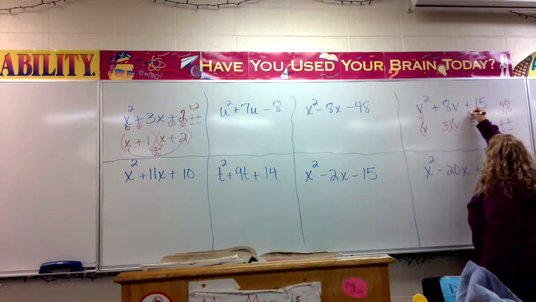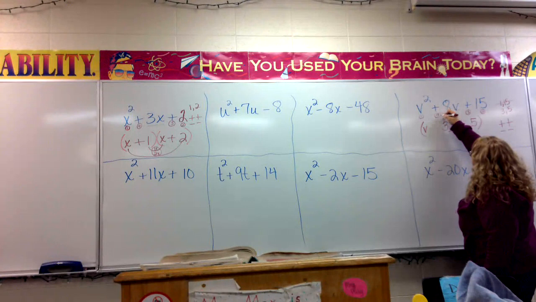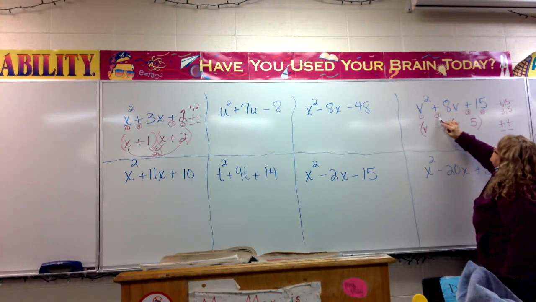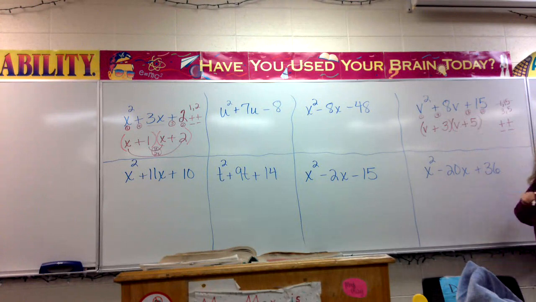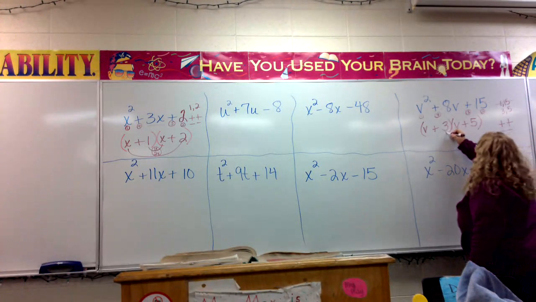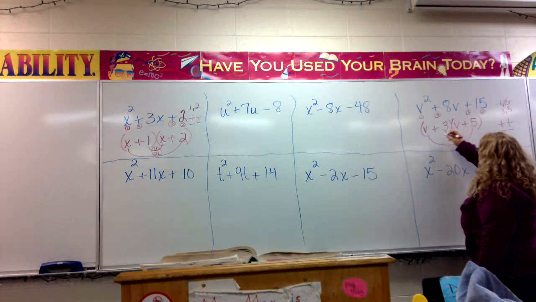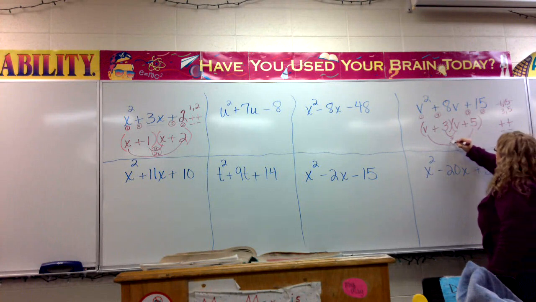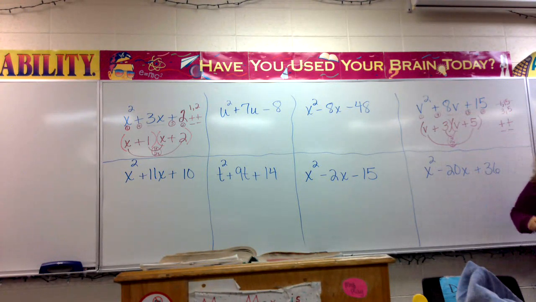So you look right here, and since this one's positive, positive, positive. And then the inside-outside double check, 3v and v times 5 is 5v. Does that add up to 8v? Yes, so you know you did it right.